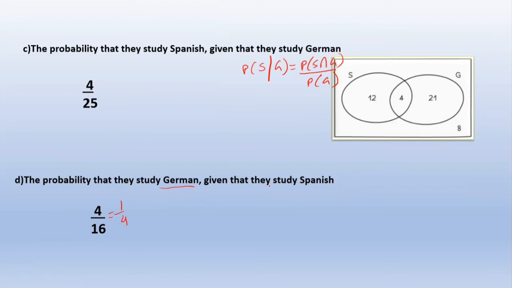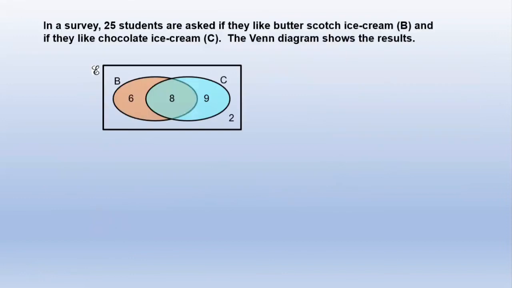They study German, given that they study Spanish. So the both is 4, and the total is 16. Okay. So this is 4 upon 16. So let's take one more question.